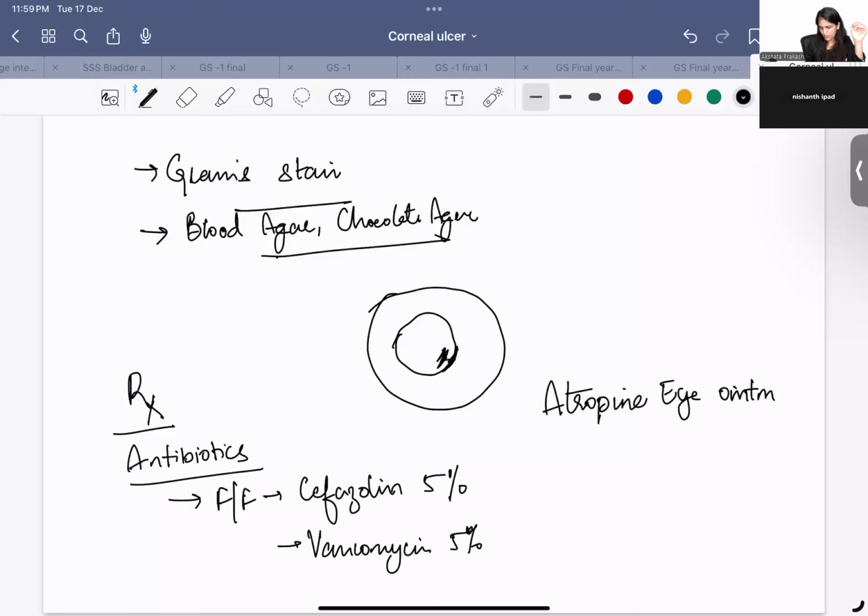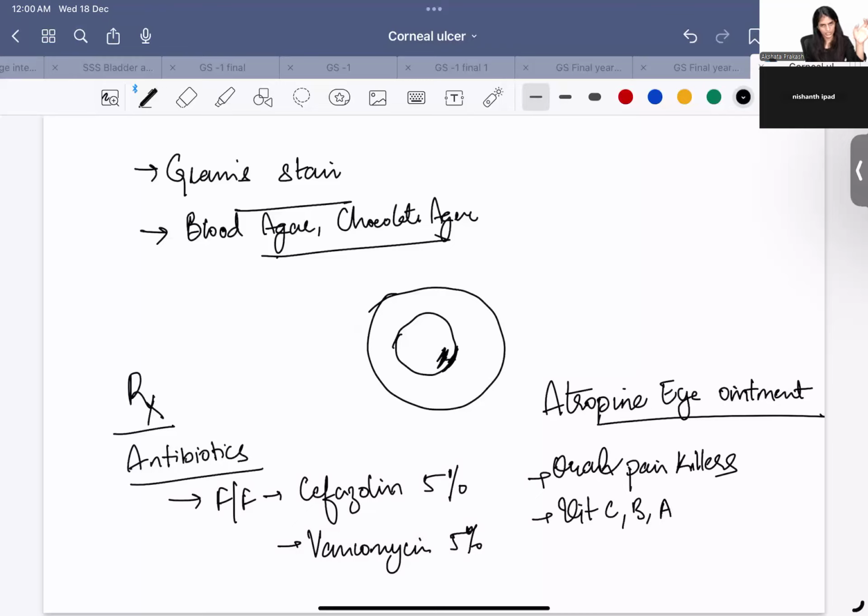Why do we need cycloplegics? It is to reduce the pain caused by ciliary spasm because of your iritis. This can cause iritis, and that is going to cause ciliary spasm, that is going to cause severe pain. So you can reduce some amount of pain by giving cycloplegics and supportive treatment like oral painkillers, and with vitamin C, B, A for faster wound healing.